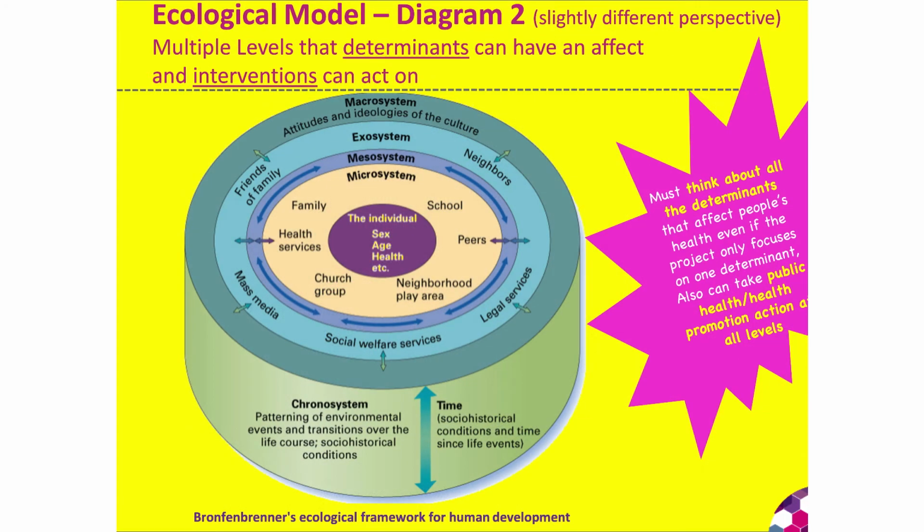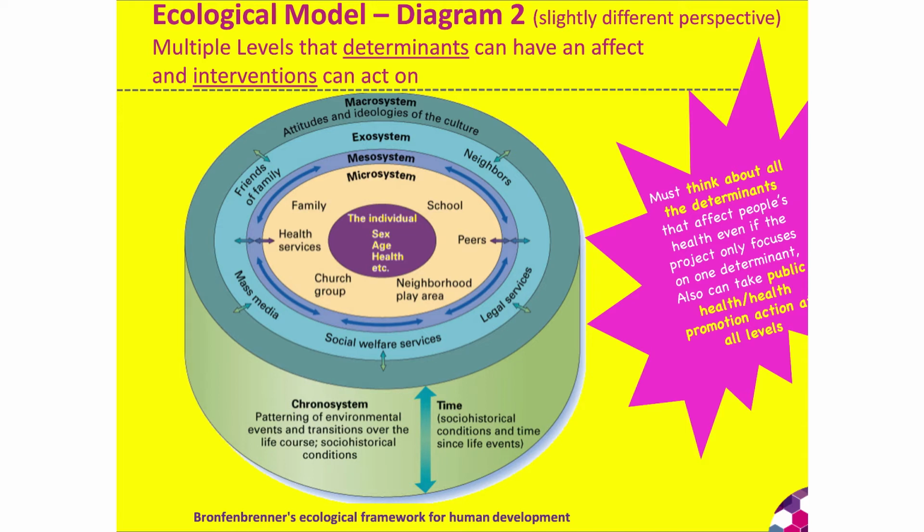The other model is Bronfenbrenner's ecological framework, and this is interesting because at the bottom he has time, because over time things change, and over time social, economic, cultural and personal factors change, and that can change the factors that affect our project. And so in the center is the microsystem, and that is the person and the networks that they have: family, health services, church group, neighborhood play area, their friends and their school, and the other amenities and services that are available in the community that the person lives in.